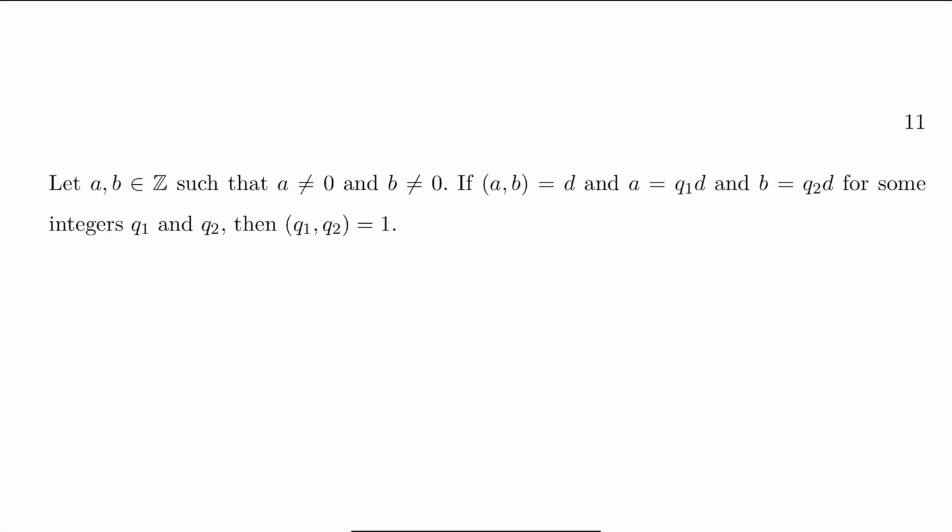Today we are going to prove that if the greatest common divisor of A and B is D, and A equals Q1 times D and B equals Q2 times D for some integers Q1 and Q2, then the greatest common divisor of Q1 and Q2 is 1.